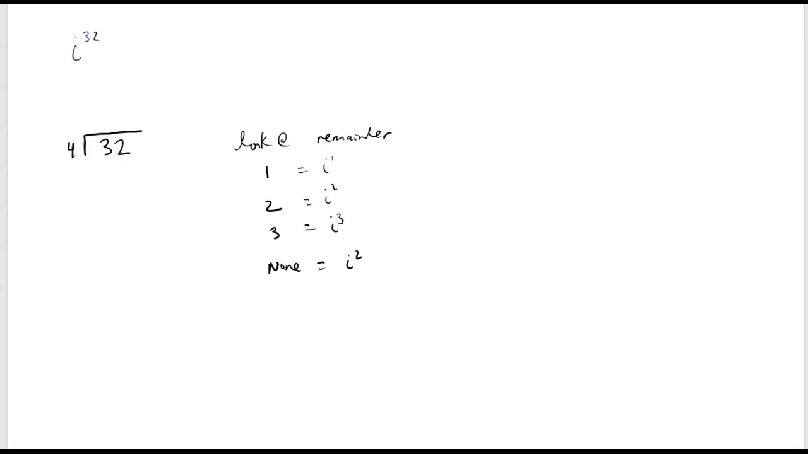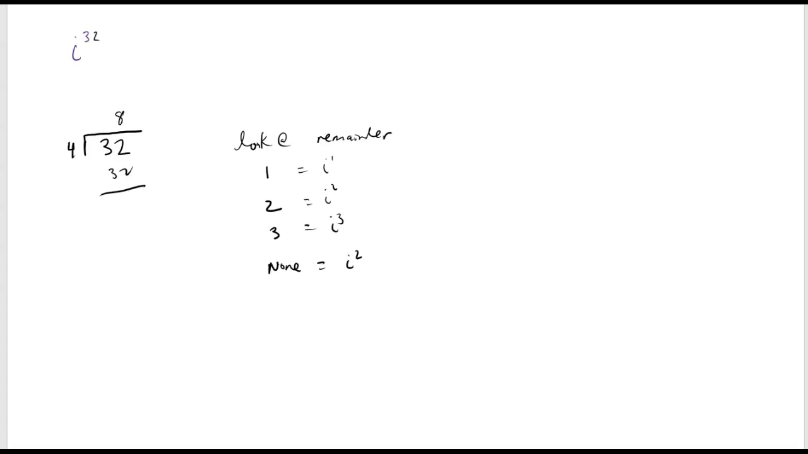So i to the power of 32. What I'm going to do is look at my exponent. My exponent is 32, and I want to see how many times 4 goes into 32. And I'm looking at the remainder. So look at remainder, and things are going to happen. You're either going to get a remainder of 1, 2, 3, or none. The none is like the i to the power of 4. The 3 will be like i to the power 3, 2 will be i squared, and then 1's like the 1. So 4 does go into 32, and it goes in 8 times.